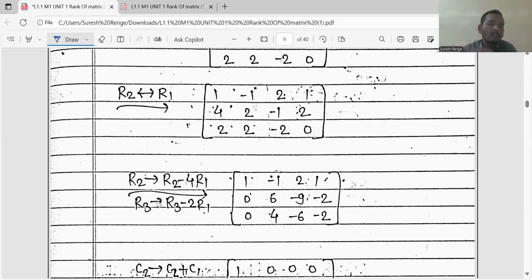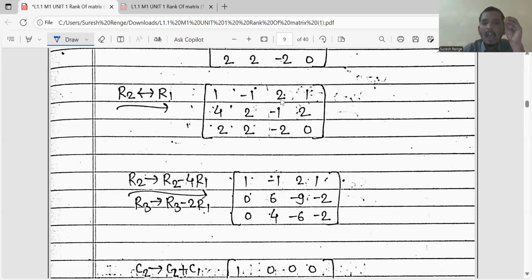Now row number 3. We apply the operation R3 minus 2 times R1. 2 minus 2 is equal to 0. Then 2 minus 2 is 0. Minus 2 and minus 1 get multiplied to equal plus 2. That is 2 plus 2 equals 4.